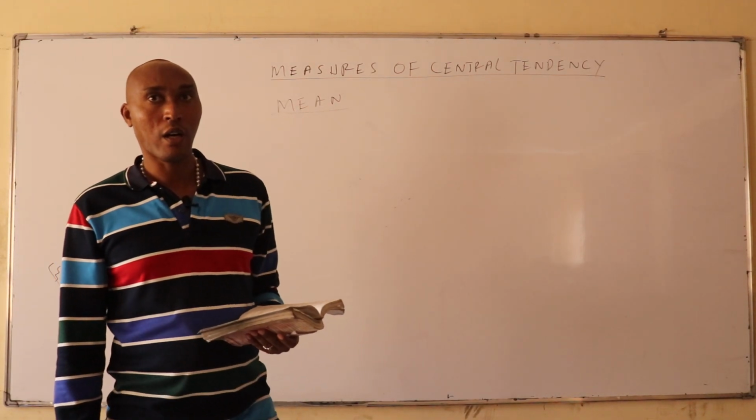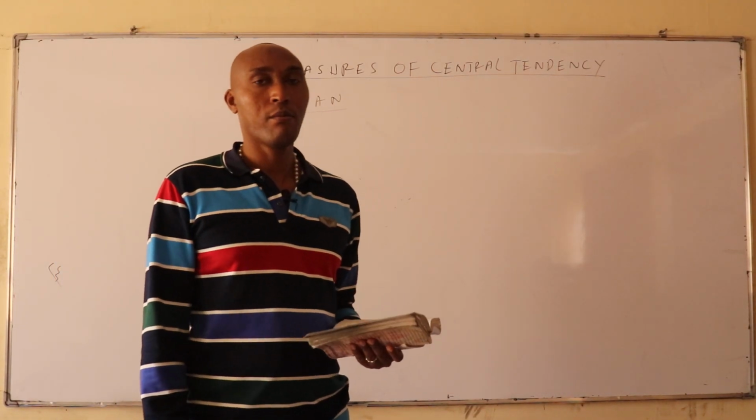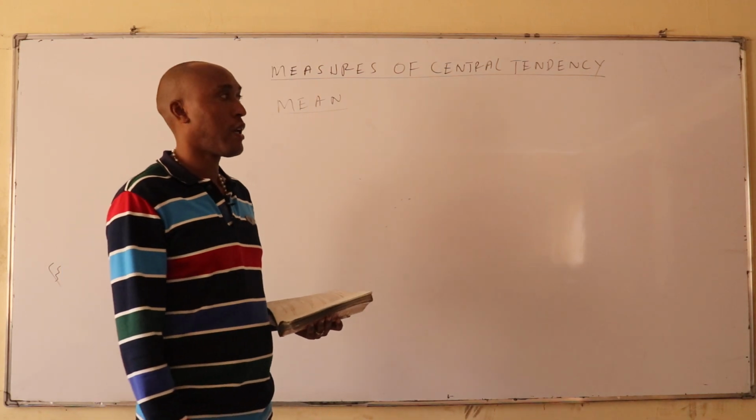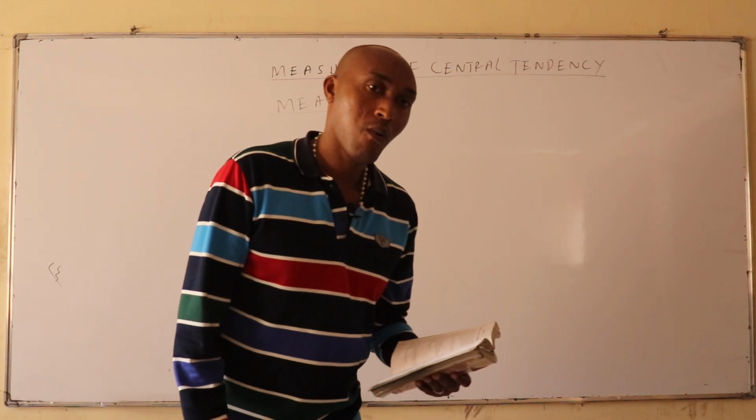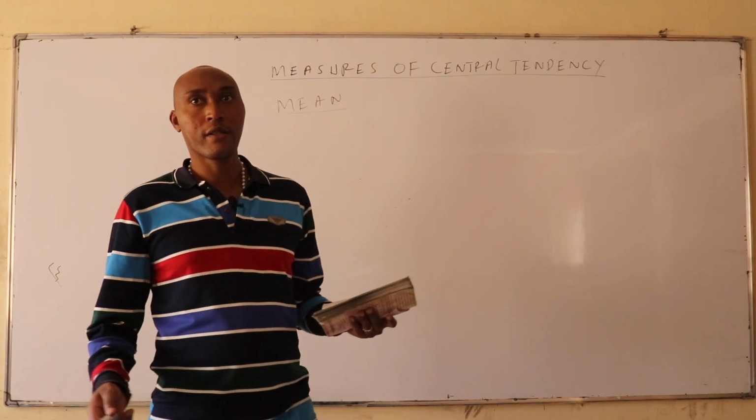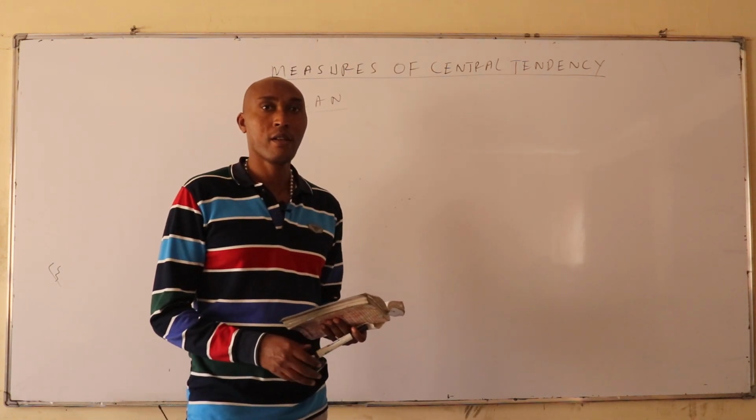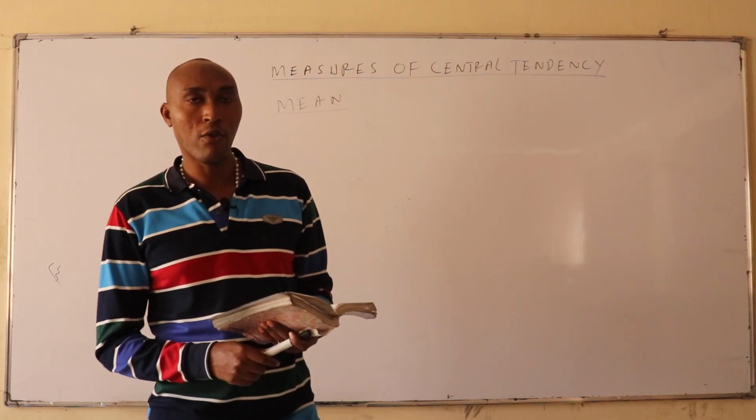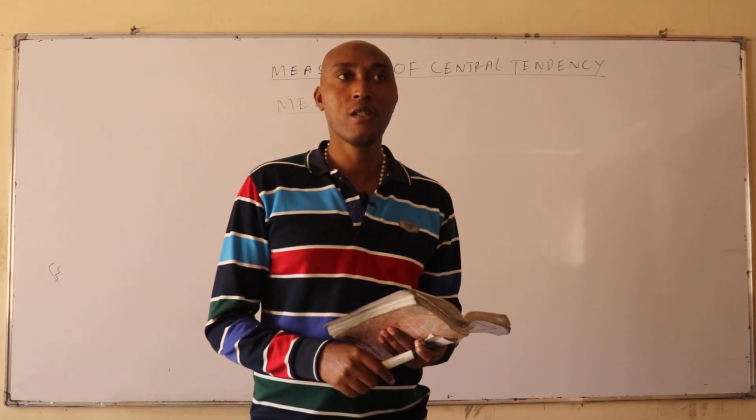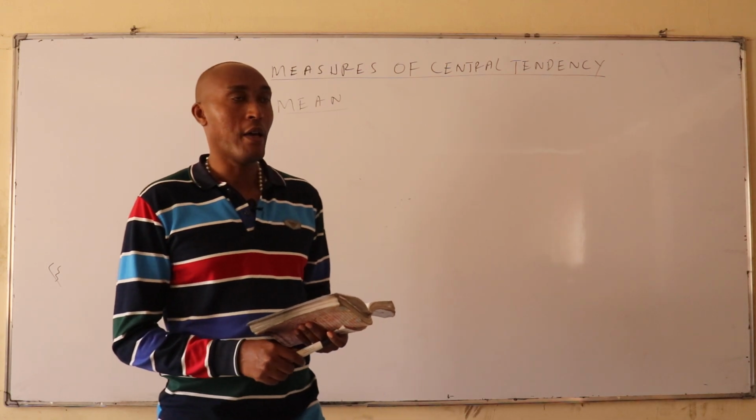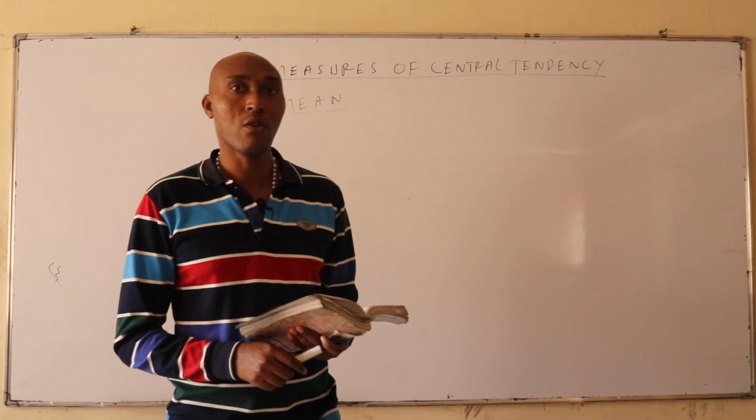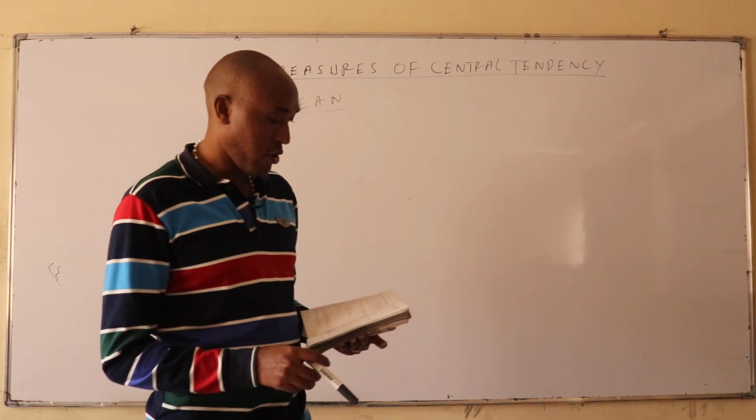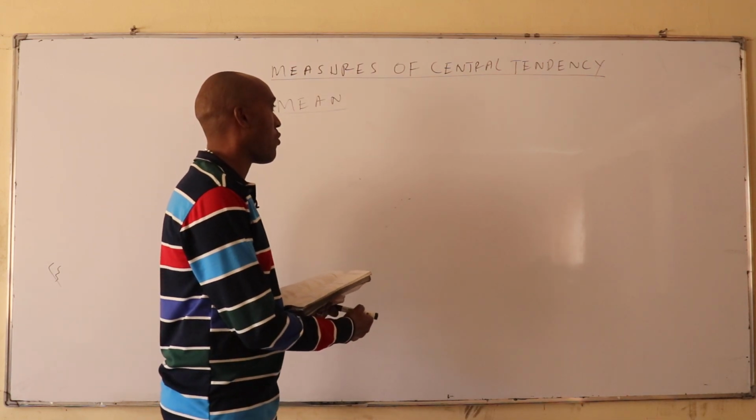Welcome to today's class. Our topic today is measures of central tendency, and our subtopic today we are going to look at mean. So mean, it's just a simple average, or it means the total of all items in a unit you divide by the number of units in a series. That's what we call a mean. And we are going to look at how to compute mean.